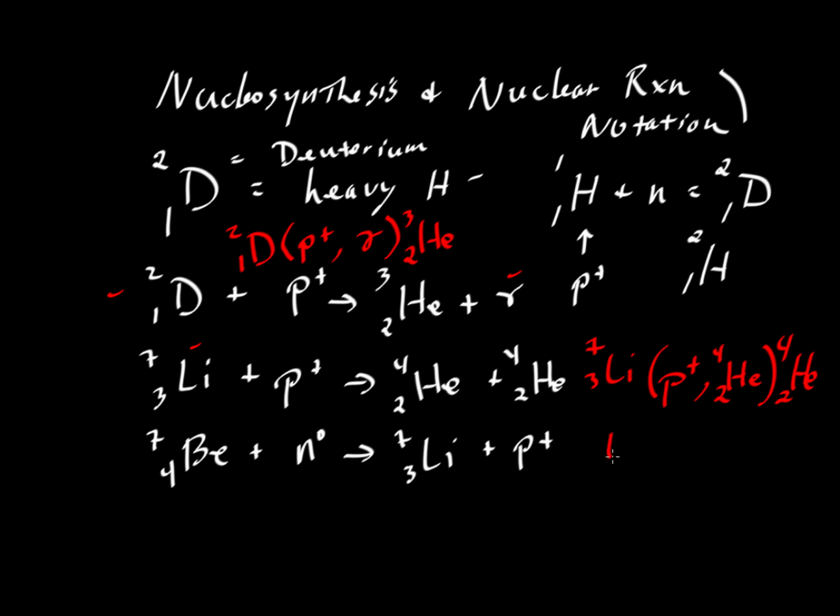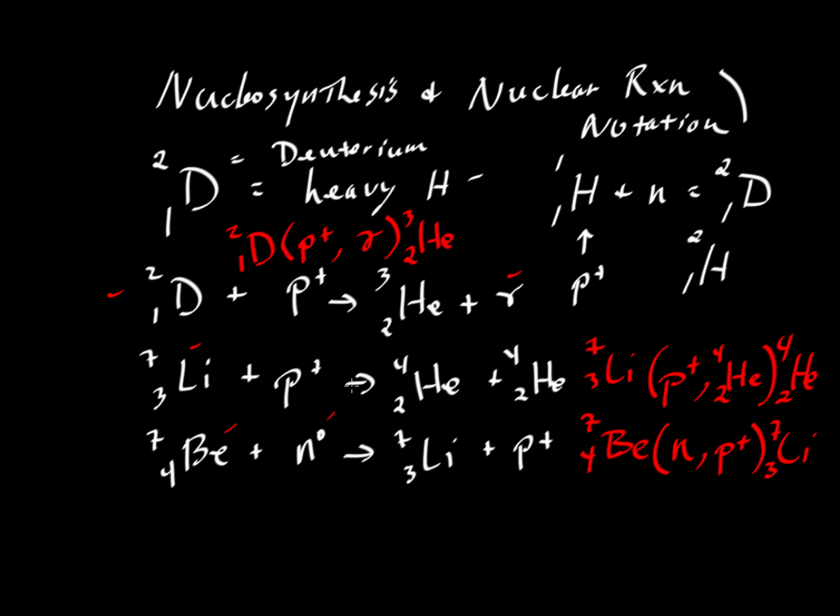Then for this one here, we have beryllium-7, atomic number of 4. That's our input material. It's going to react with this neutron here, so that will go to the left of the comma. It's going to release a proton, so that'll go to the right of the comma, and then we can write lithium-7, atomic number 3, here as the product of that reaction.